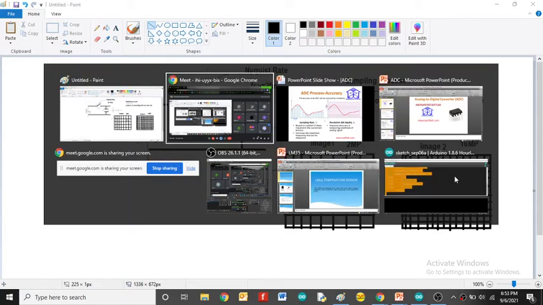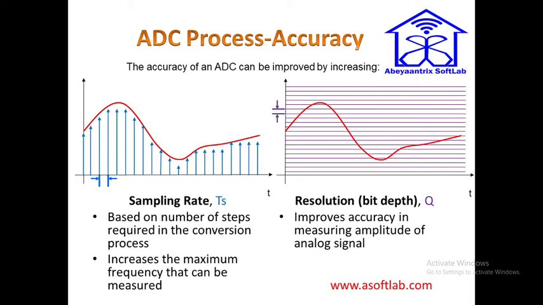Like that, here also we define the accuracy based on the bit depth of your quantization levels. These quantization levels will be increased by the bits of the ADC. Obviously, if the bits of the ADC are increased, then we will get more accuracy. That is the basic conclusion.